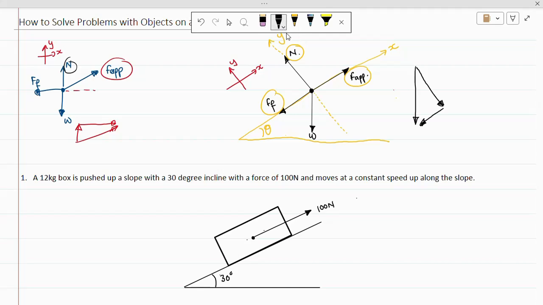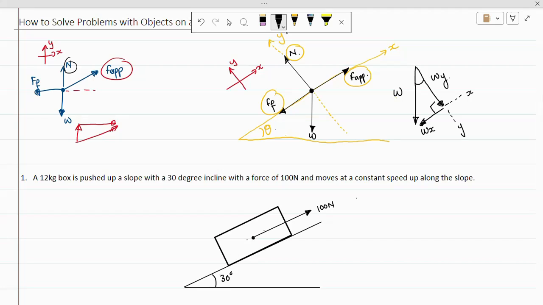How do we know that this is a right angle triangle? Because this is the y-axis, and this follows the x-axis. Y and x are always at 90 degrees to one another. This is W, your weight. This is your weight in the x direction. This is your weight in the y direction. That's perfectly fine. But in order for us to get the weight in the x and the weight in the y, we need to know an angle. So we're going to look for this angle here.